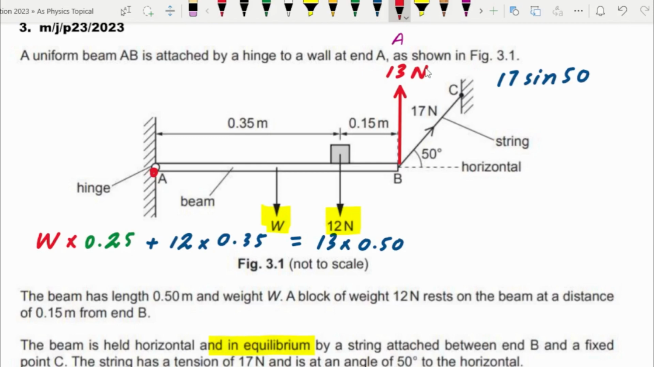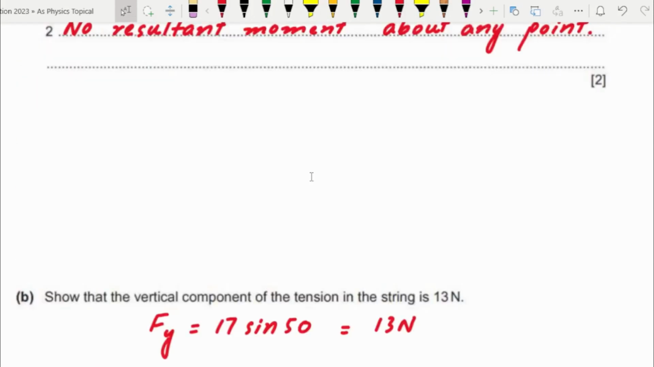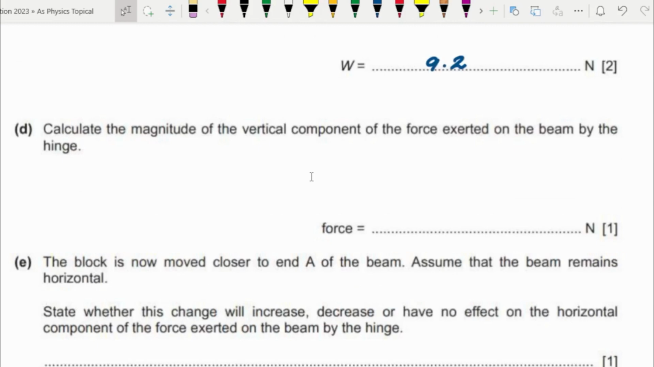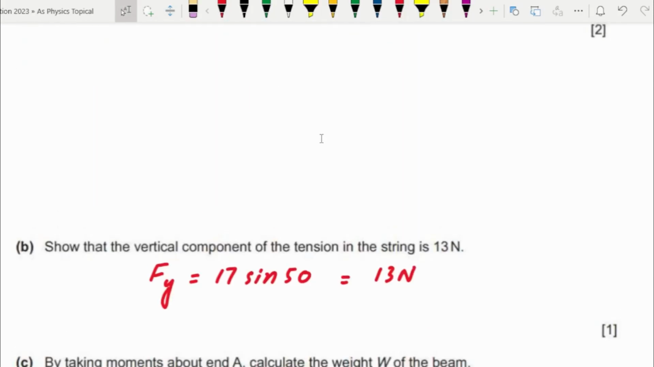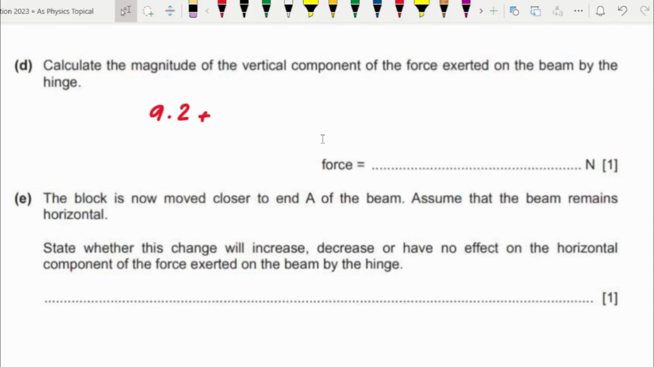You have the values of all these three forces because you have already found the value of W. So what is the total force downward? We have W plus weight of the block plus weight of the beam. So 9.2 plus 12 Newton. And there was an upward force, we will subtract that from this, which was 13 Newton, which is one of the components of the force in the string. And what do you get as the final answer? You get 8.2. So you get 8.2.